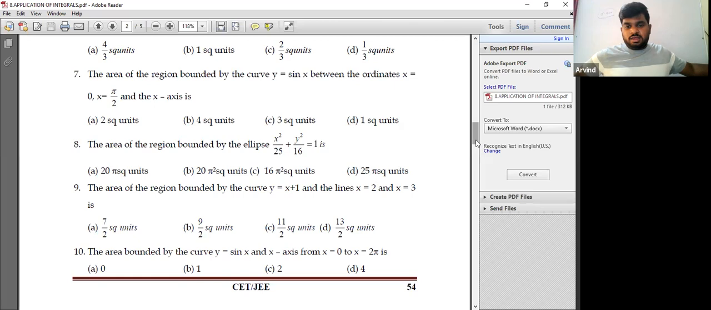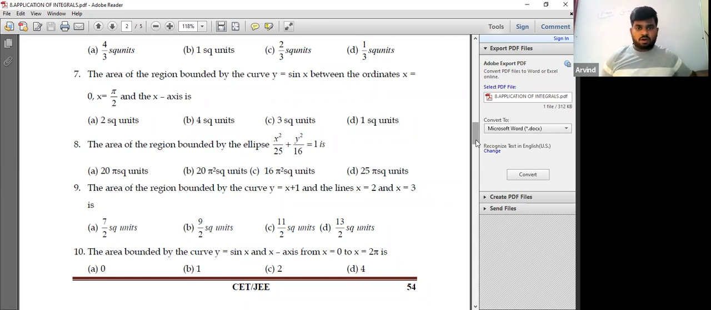Otherwise, you have to solve it. You have to find the ellipse end points, and you have to integrate it. It will take much time. If you remember the formula, that is pi AB, it's very easy. x square by a square. So x square by 5 square plus y square by 16, now y square by 4 square. So a value is 5, b value is 4. Pi AB is the formula used. Now please find the seventh one.